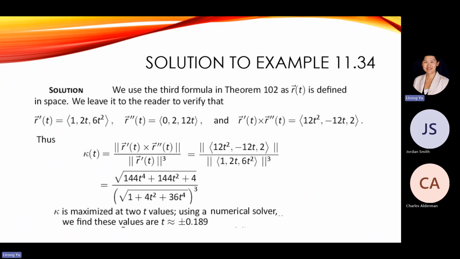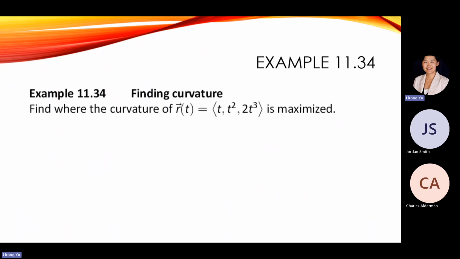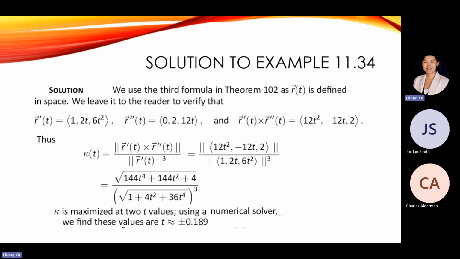The question asks for the point where the curvature is biggest. So this maximum value calculation is going to be a little bit hard to find. The way we find a maximum value in calculus is to find the derivative and set the derivative to 0, but it will be kind of difficult to determine. So here, we will use a numerical solver. I'll see you tomorrow. That'll be our introduction to curvature for today.